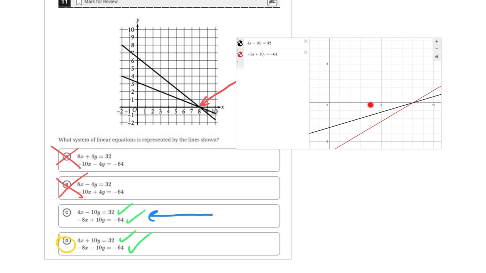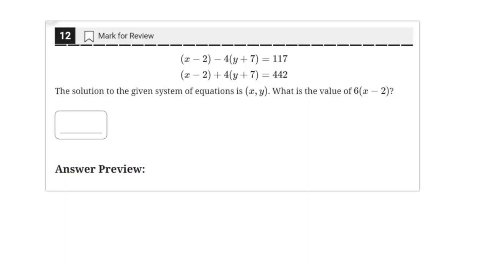So this was answer choice C, hopefully I said that correctly. It didn't work, so therefore answer choice D. Note how answer choice C did have that point of intersection, though, which is why we had the check marks. Okay, the solution to the given system of equations is (x, y).